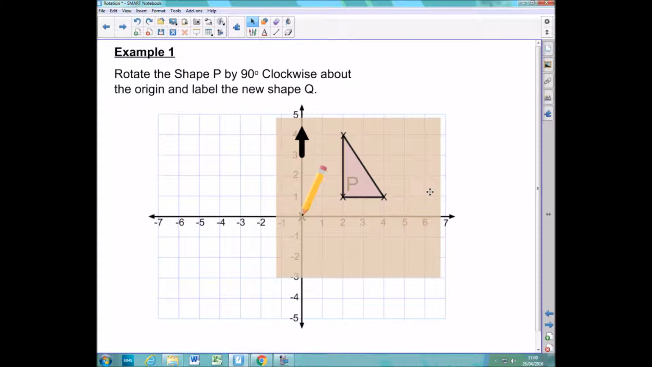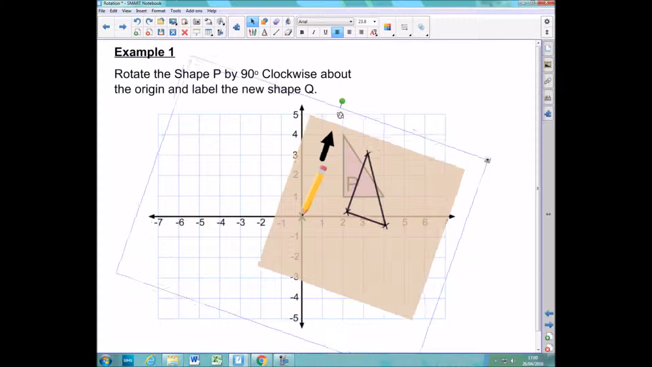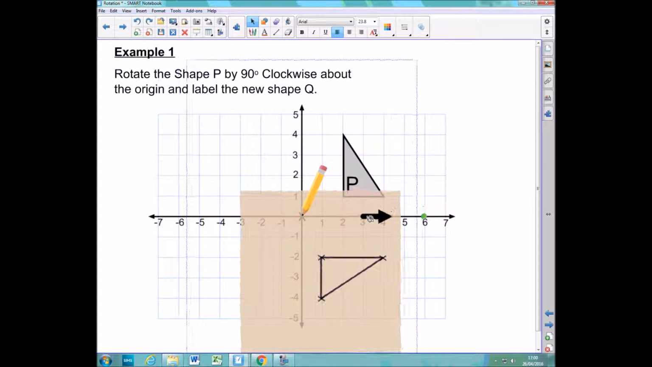As you can see here, I've got my tracing paper. I'm holding the tracing paper down at this point. I've got my arrow. I'm now going to spin this tracing paper around until this arrow is pointing to the right.